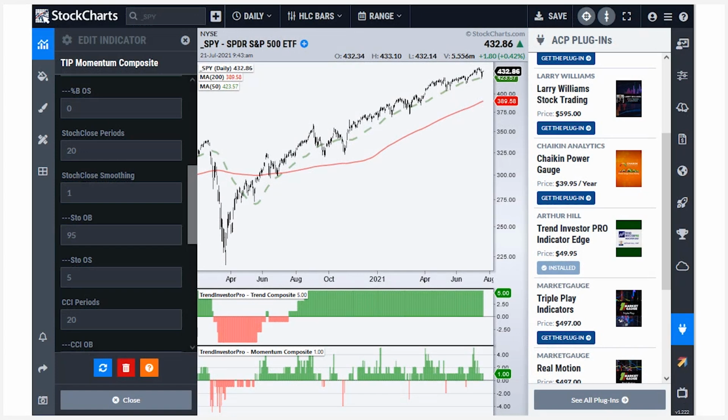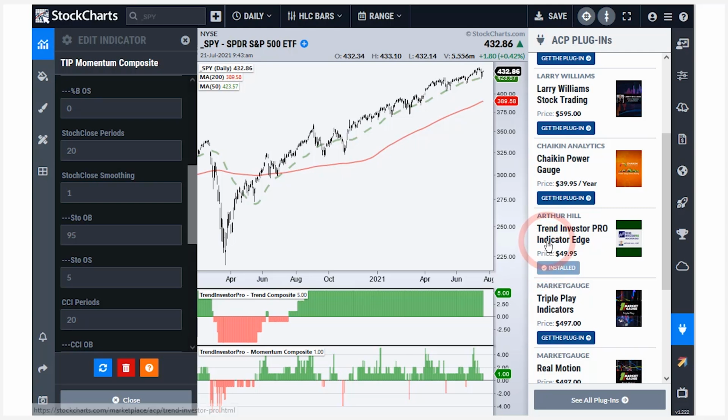So I am here on StockCharts ACP, and I've got SPY here. In the first window, I've got the Trend Composite, and in the second window, I've got the Momentum Composite. The Trend Composite is used to identify the long-term trend, my long-term in this particular case. And I think the sweet spot for the trend is in that 4 to 6 month range, and that's why these indicators are set the way they are. We'll go over those in a minute. And then the Momentum Composite is used to identify overbought and oversold conditions within that trend.